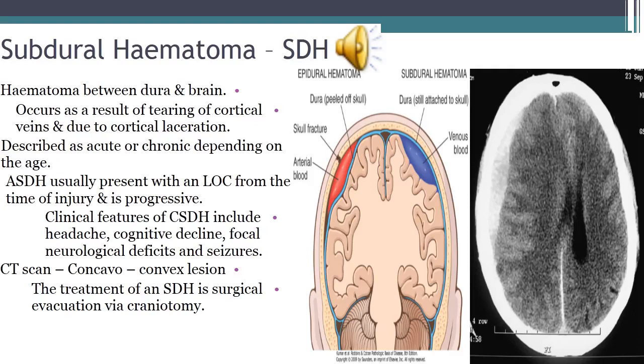The treatment of subdural hematoma, if it is acute, is usually surgical evacuation via craniotomy, while if it is chronic, it can be treated by burr-hole aspiration of the hematoma.